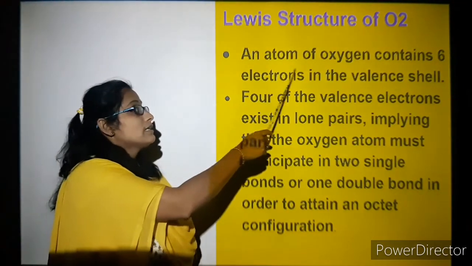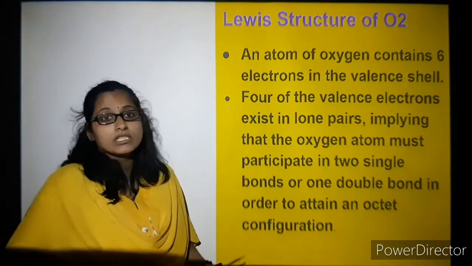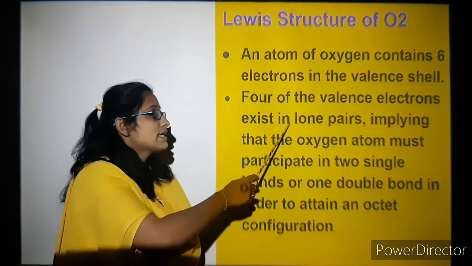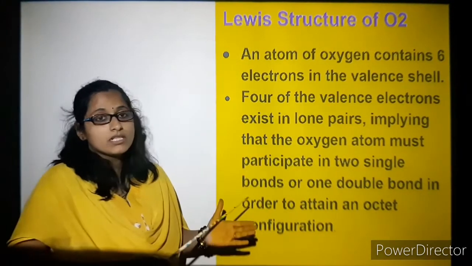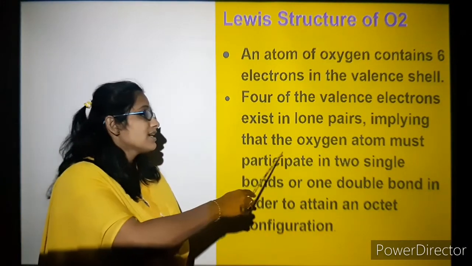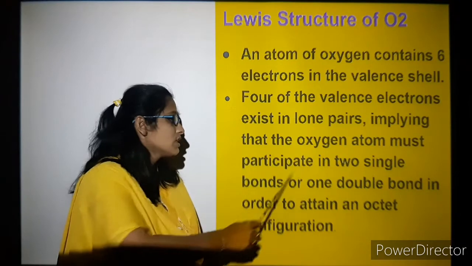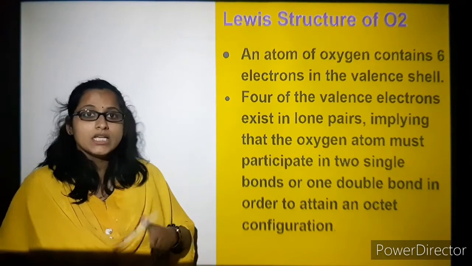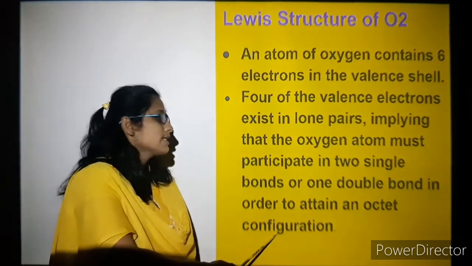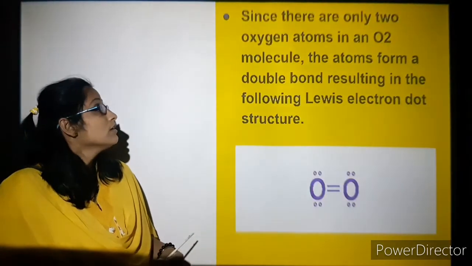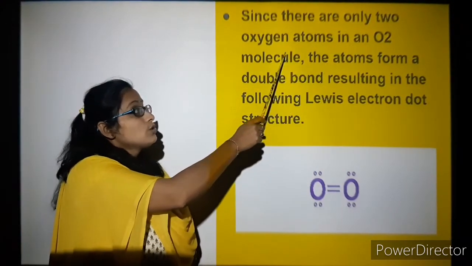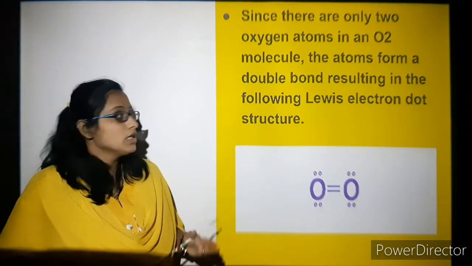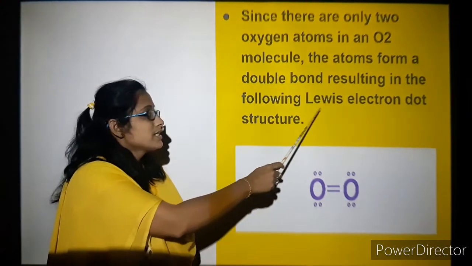As I told, an atom of oxygen contains 6 electrons in the valence shell or the outermost shell. So 4 of the valence electrons exist in lone pairs, implying that the oxygen atom must participate in 2 single bonds. So they need to form either 2 single bonds or a single double bond in order to attain an octet configuration. Since there are only 2 oxygen atoms, they need to form a double bond only, resulting in the following Lewis dot structure.